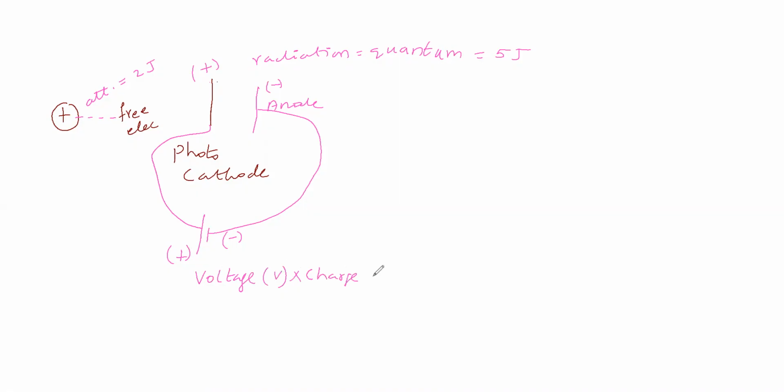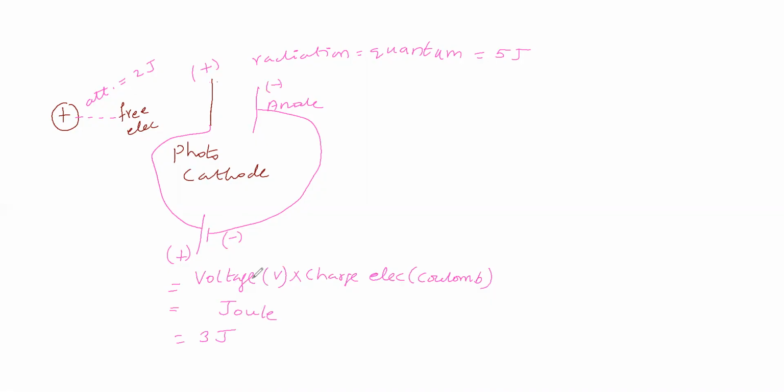That we will multiply with the charge of the electron, which is in coulomb. This volt into coulomb is called a joule. Suppose the voltage is such that this volt into coulomb, that joule, is this much.